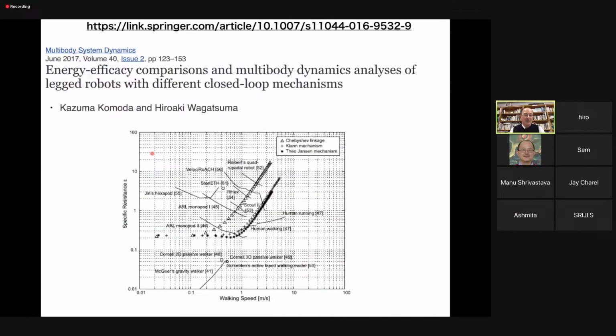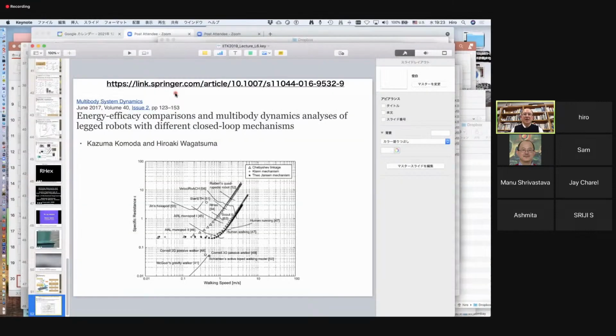Our paper was already published in 2017 by Kazu Komura and Hiro Wagatsuma, and you can find multi-body dynamics there. It's a Q1 journal, and you can find this system in more detail. Thank you very much for the kind attention today.